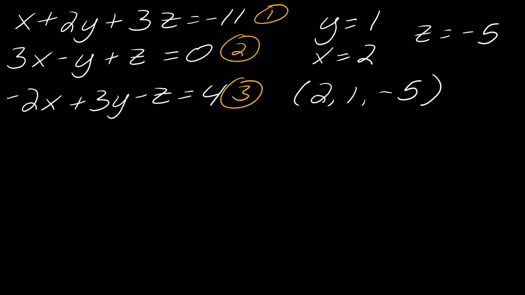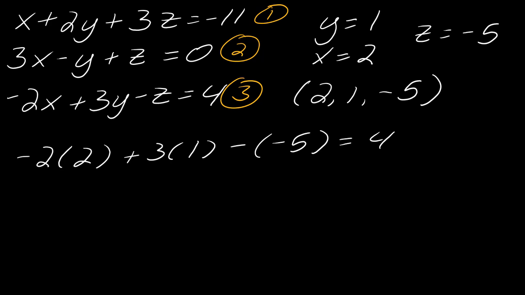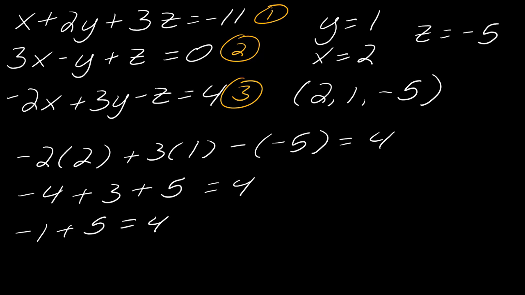Okay, clear a little space. And now for the last equation, this will be -2 times 2 plus 3 times 1 minus -5. So is that going to equal 4? Let's see, this will be -4 plus 3 plus 5. So does that equal 4? Well, -4 plus 3 is -1, and -1 plus 5 definitely equals 4. So we can see that this ordered triple works in all three equations at the same time, so we know that we found the right solution.